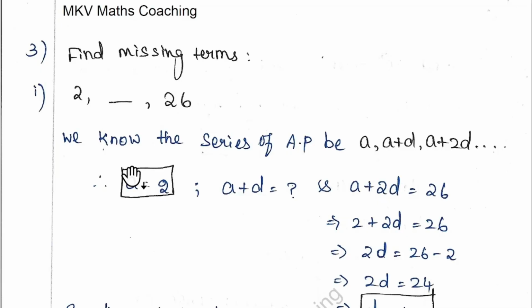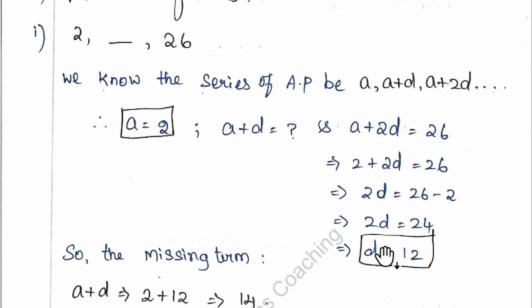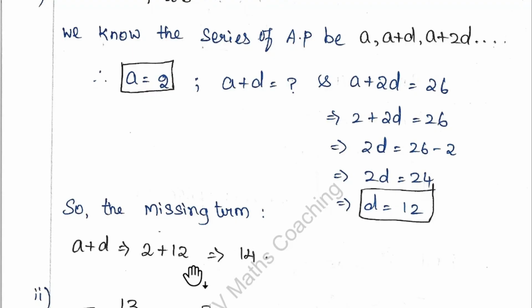A value was 2 and the second term is missing here, and the third term is 26. So A plus 2D is 26. You know the series: A, A plus D, A plus 2D. A plus D is missing. So A plus 2D is 26. Just substitute the A value here, get the D value. So the missing term is A plus D, 2 plus 12 will be 14.